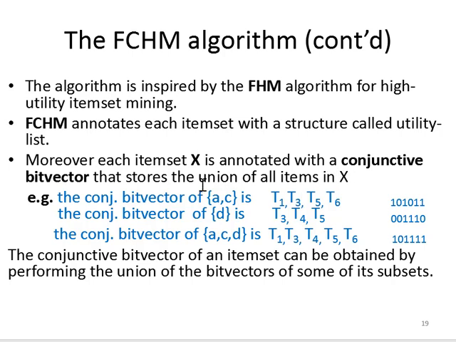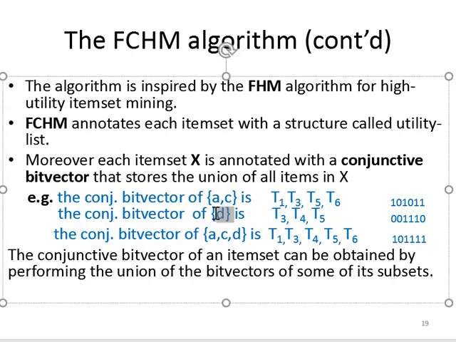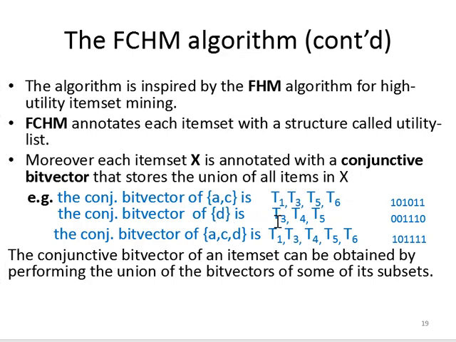Okay. So let me explain this to you with an example. The conjunctive bit vector of D, for example, is transactions 3, 4, 5. That means D appears in T3, T4, T5. We can encode this as a bit vector with 0, 0, because we don't have T1 and T2, then 1, 1, 1, which means T3, T4, T5, and a 0 for T6, because D does not appear in T6.